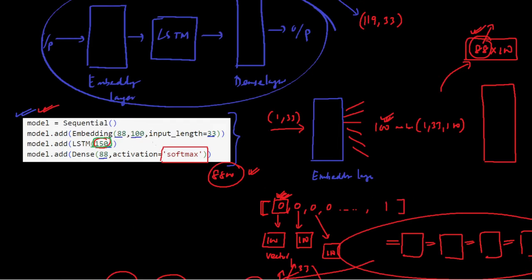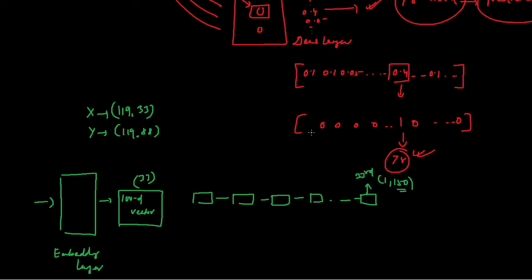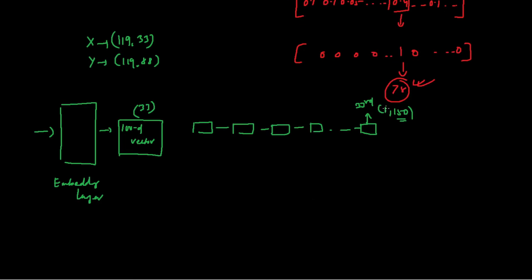In the LSTM unit, you have defined 150, right? So the number of nodes are 150. As the number of nodes are 150, if somebody asks you what will be the dimension of HT, dimension of HT will be 150. What will be the dimension of CT bar? 150. What will be the dimension of IT, OT, everything will be 150, right? So you have 1 × 150.